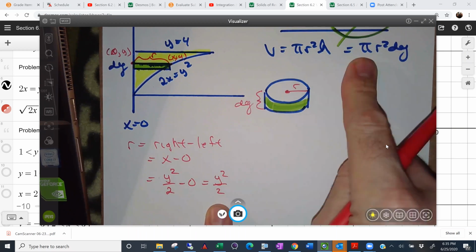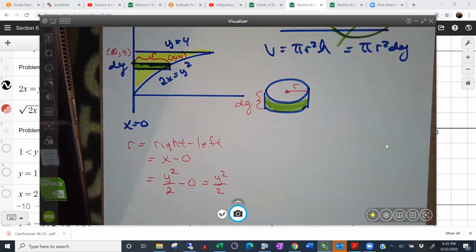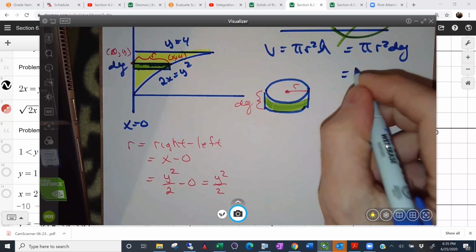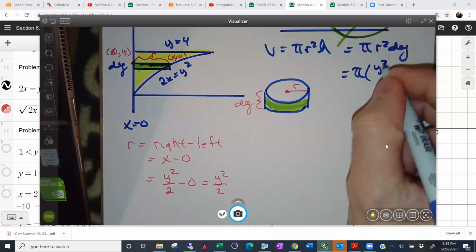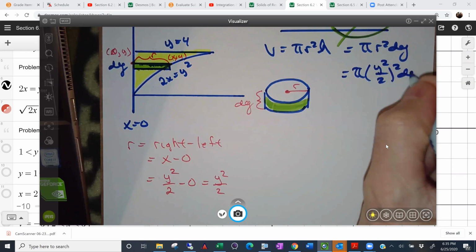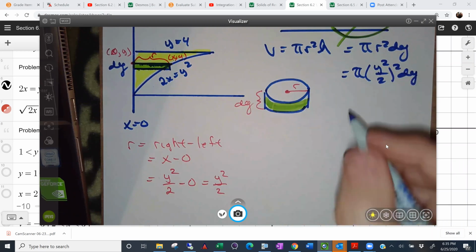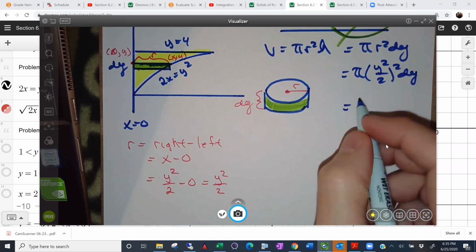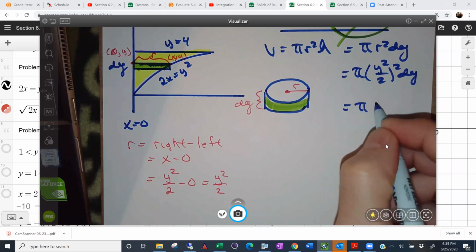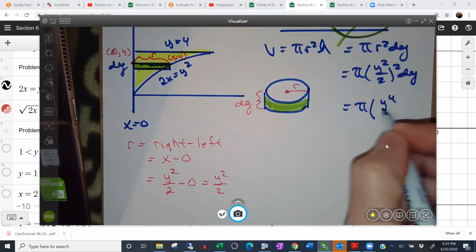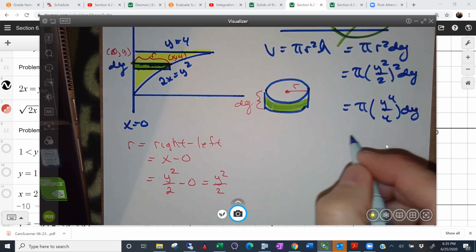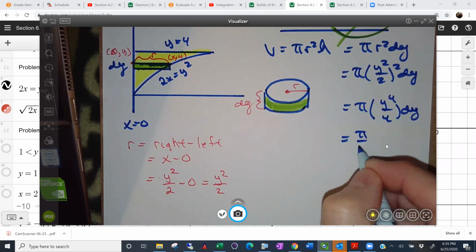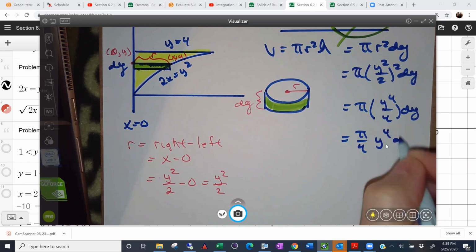Let's plug that back in up here now. So that's going to be pi times y squared over 2 squared dy. That's going to give me pi times y to the 4th over 4 dy, or how about pi over 4 y to the 4th dy. Perfect. That's the volume of one disk.